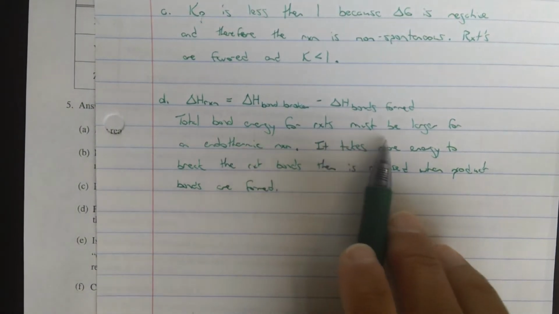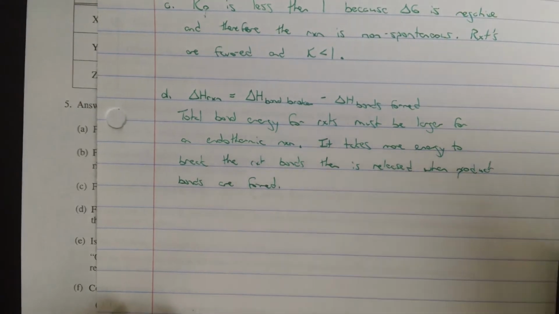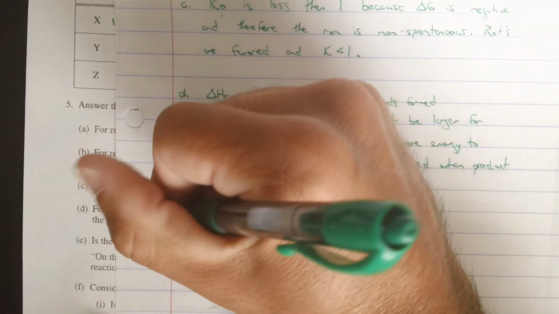Total bond energy for reactants must be larger for an endothermic reaction. It takes more energy to break reactant bonds than is released when product bonds are formed. That's it on part D.